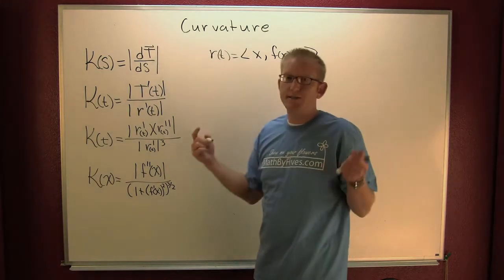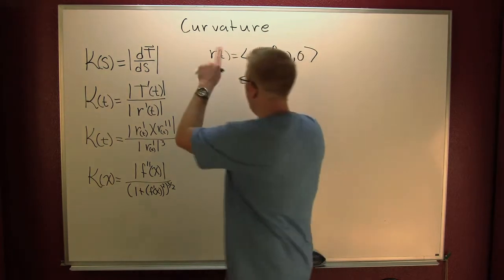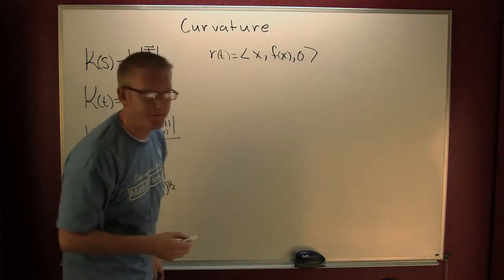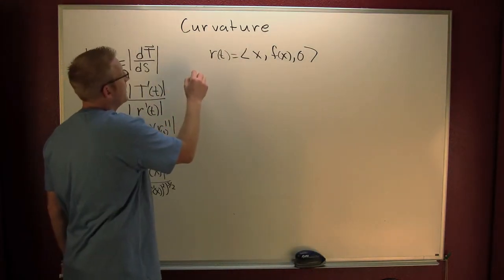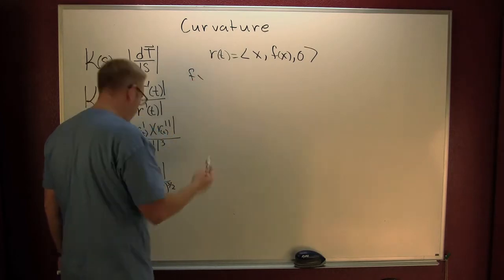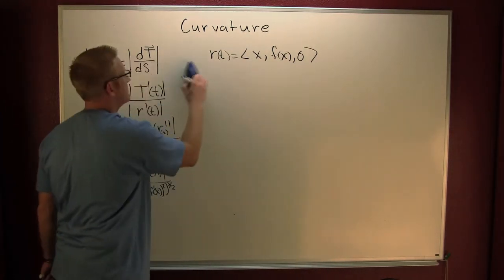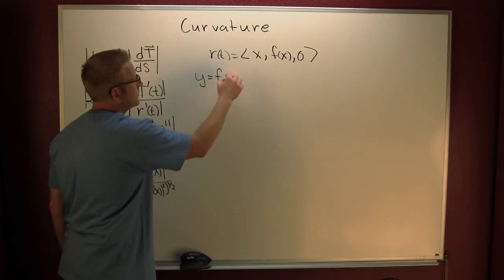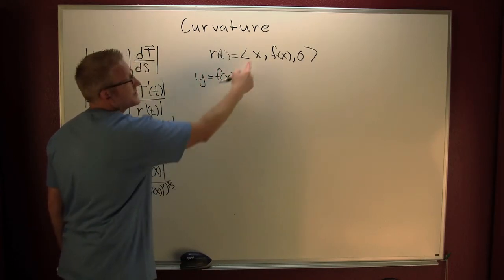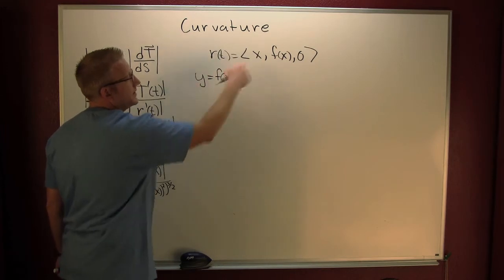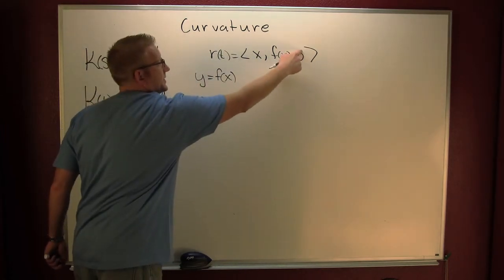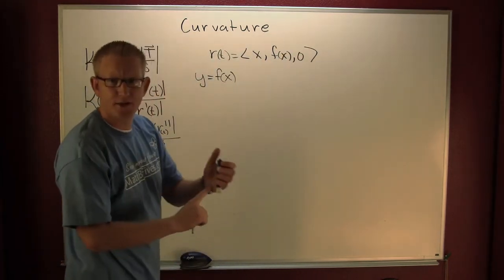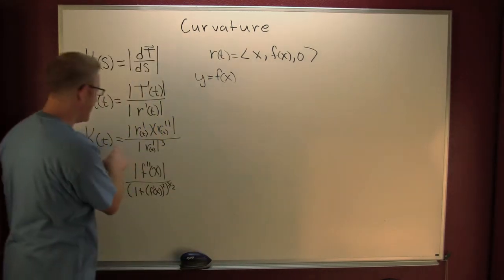Okay? Now why is this? Because it's planar. And this planar function has the form y is equal to f of x. So what's x? It's x. What's y? It's f of x. And z is squished down into the plane. Sure, let's go through mechanics.